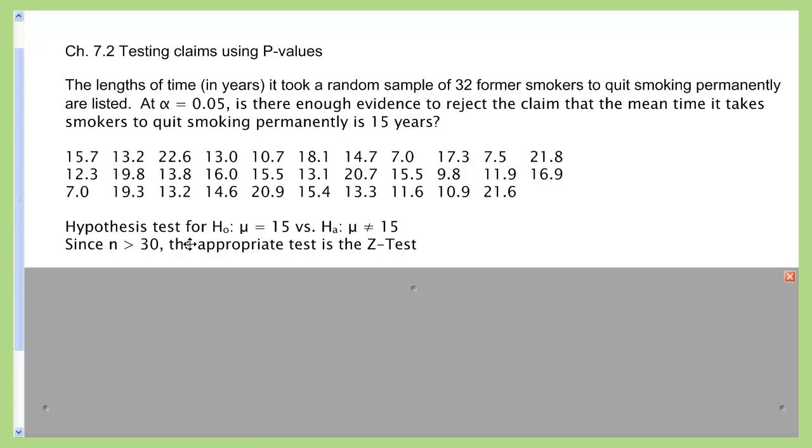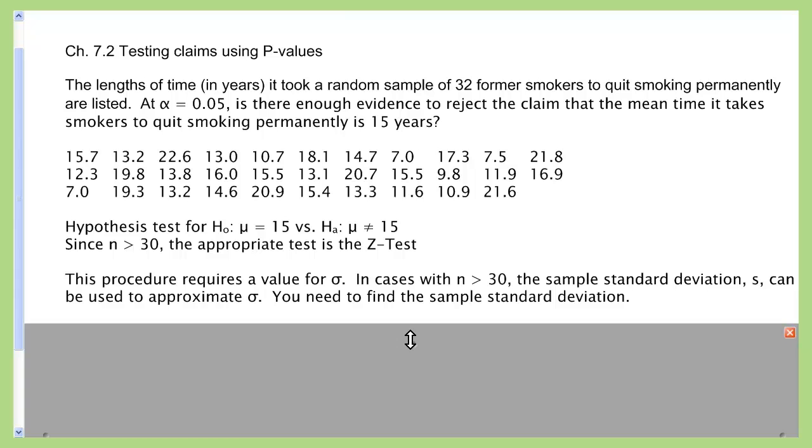Okay, here's your hypothesis that you're going to test. Because this says 15 years, my null hypothesis is going to be equal to 15. And the alternative hypothesis is going to be not equal to 15, because that's the opposite. Since my sample is at least 30, it's 32, the appropriate test for this is going to be the z-test. So here's what we're going to do.